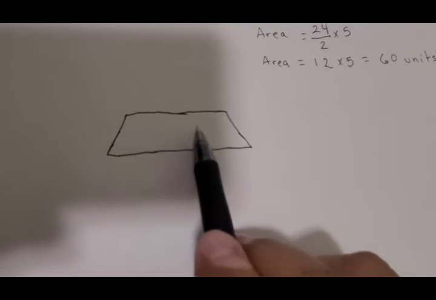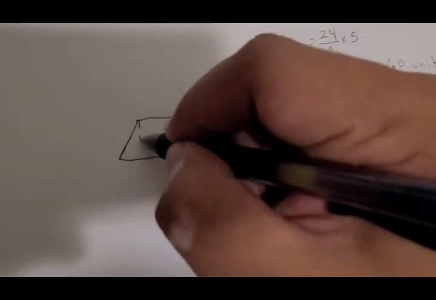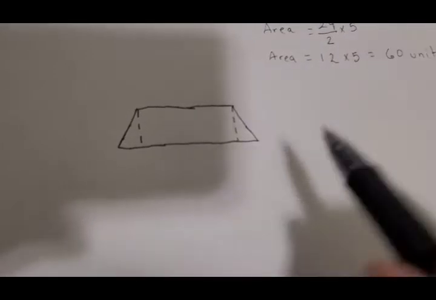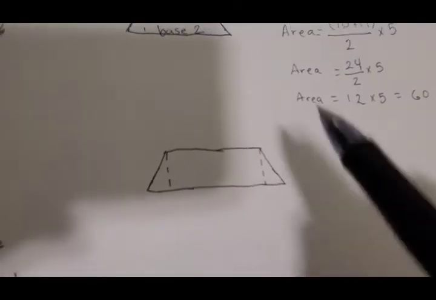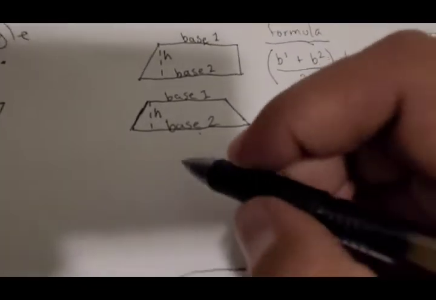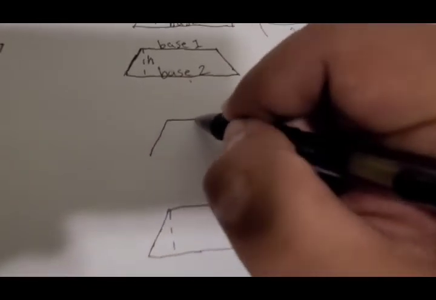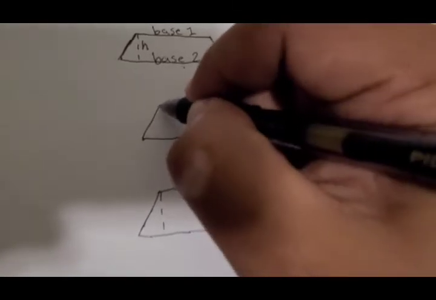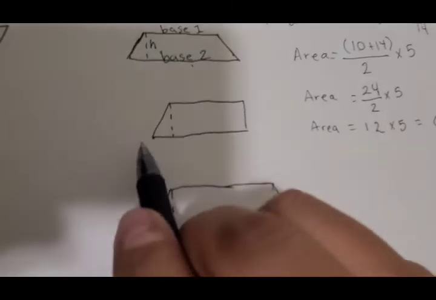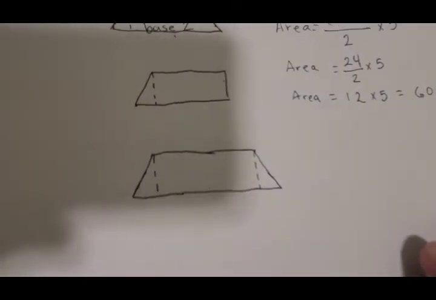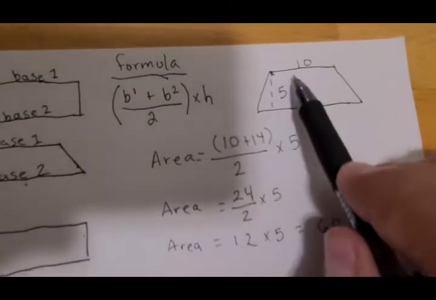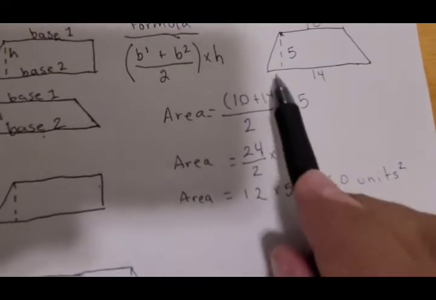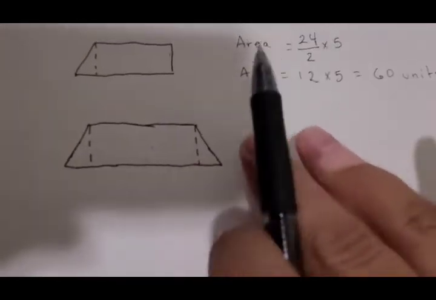For example, this type of trapezoid can be divided into two triangles and a rectangle. The other type of trapezoid, the one that looks like this, can be separated into one triangle and a rectangle. But since we're already working with this one, the traditional shape that has more shapes put together to create the trapezoid, we're going to continue working with this one.